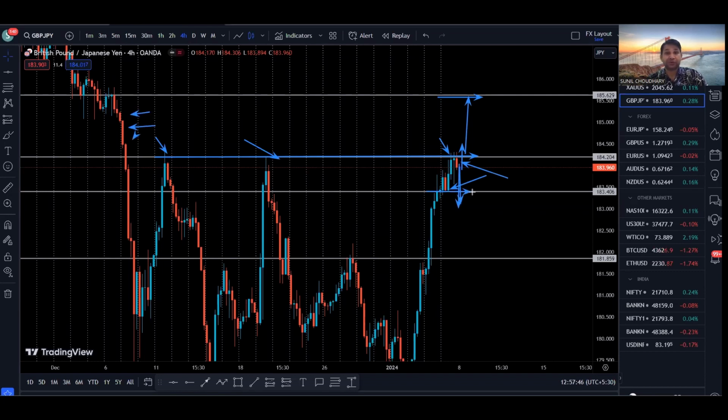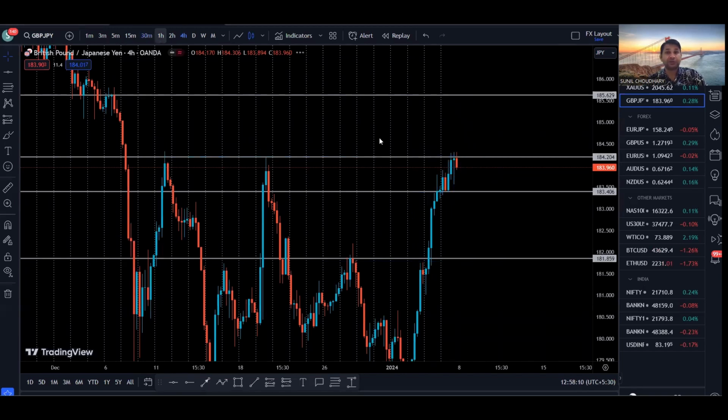If we get a closure below this support, and last time we got a bounce from here, we can see clean range, clean range, clean range. Basically, price moves very smoothly in this area. So if we get a closure below, there is a very high probability price will go to the next support, which is right in these areas. That is something on the 4-hour time frame.